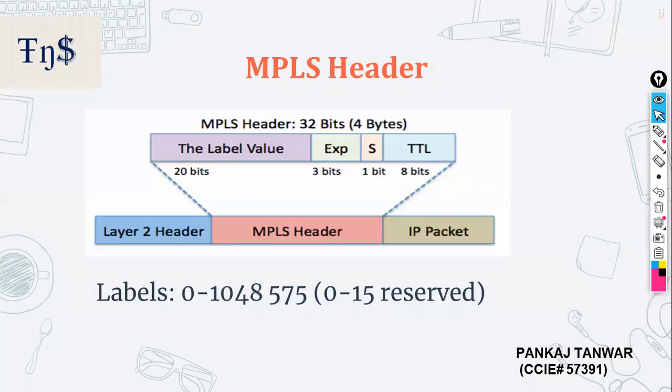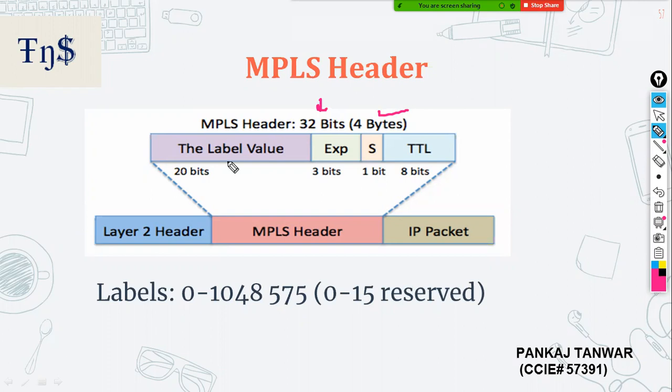Okay, let us discuss now our next topic, which is the MPLS header. Let's see quickly what is there in this MPLS header. Let me grab my pen quickly. Okay, so this is the MPLS header, and the size of the MPLS header is 32 bits, or you can say it is of 4 bytes.